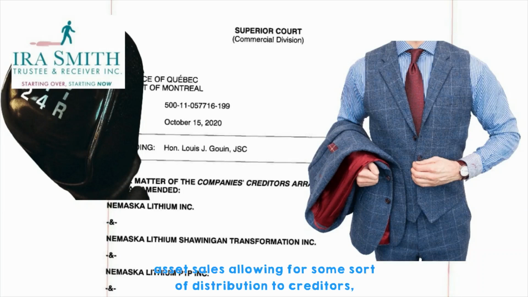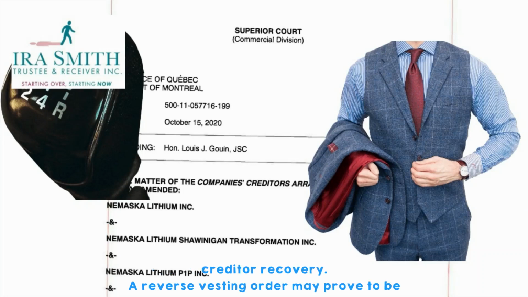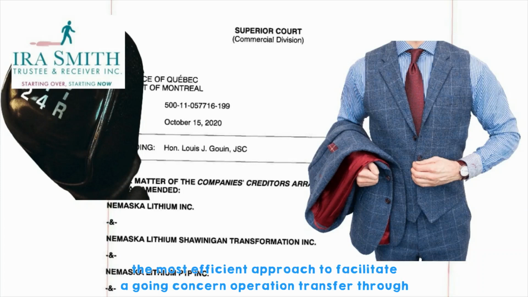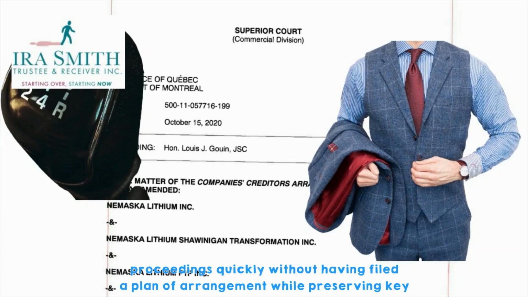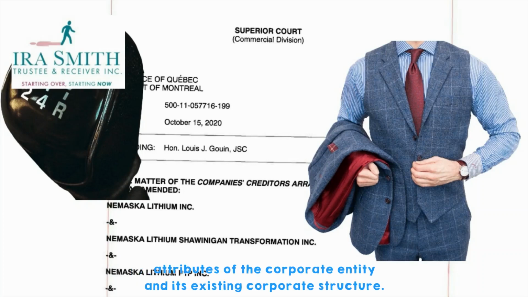There can then be asset sales allowing for some sort of distribution to creditors, either in a plan of arrangement or in bankruptcy, in order to allow some creditor recovery. A reverse vesting order may prove to be the most efficient approach to facilitate a going concern operation transfer through restructuring proceedings, letting businesses emerge from CCAA proceedings quickly without having filed a plan of arrangement, while preserving key attributes of the corporate entity and its existing corporate structure.